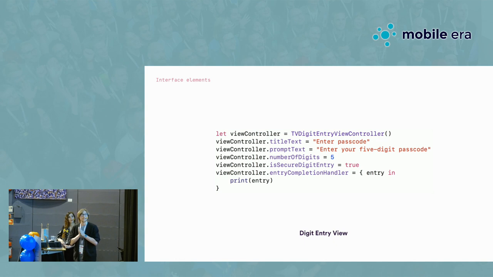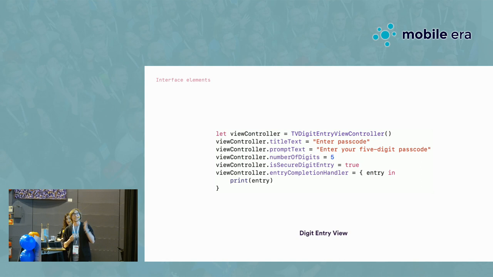The next one is digit entry view. And it actually comes with the TV UI kit framework that was introduced in tvOS 12. And this is kind of cool, because we didn't have that before, and we had to implement a lot of standard UI elements over and over again from scratch, even though they are usually present in most of the tvOS apps, especially in Apple apps.